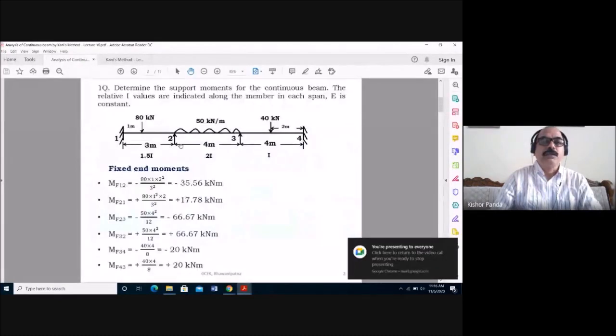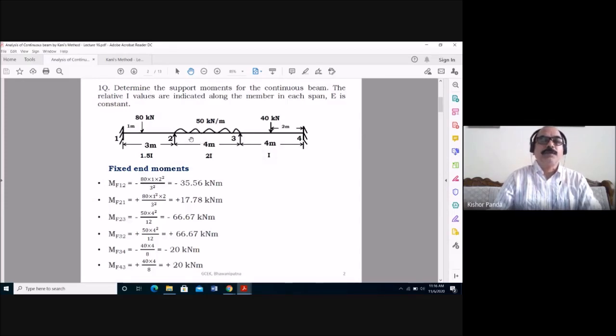Then for 2-3, MF23 and MF32, because this is UDL. For UDL, what is the fixed end moment at the end? For anti-clockwise it is minus WL square by 12, and for clockwise plus WL square by 12. W is 50 and L is 4, so 50 into 4 square by 12. Here for anti-clockwise we take negative, and for clockwise this is positive.